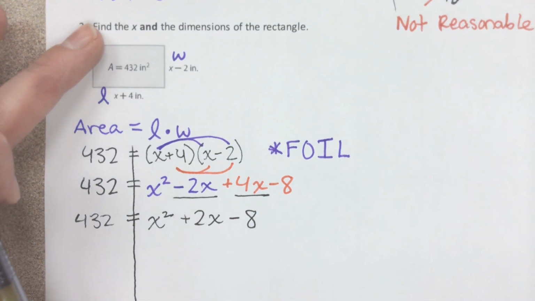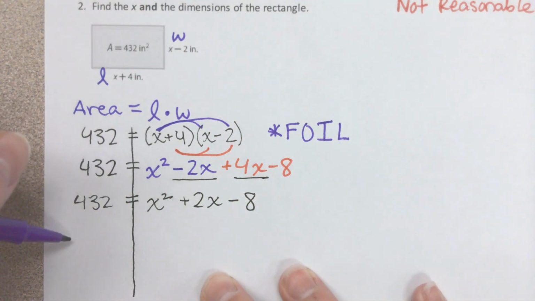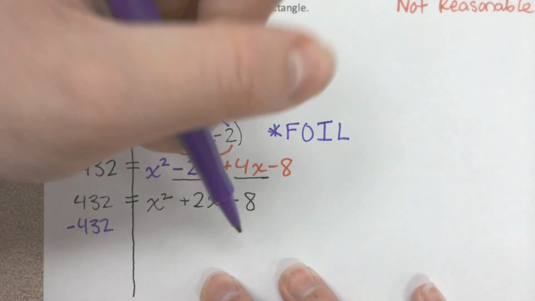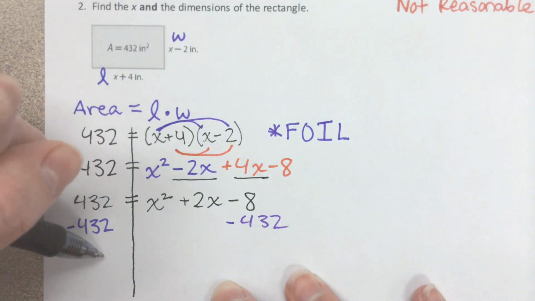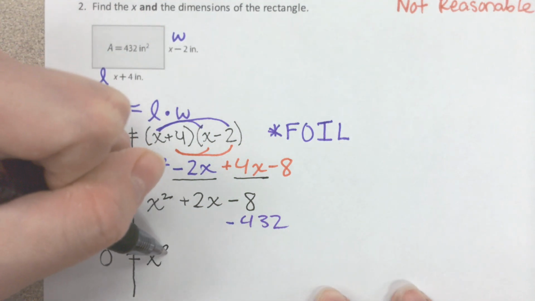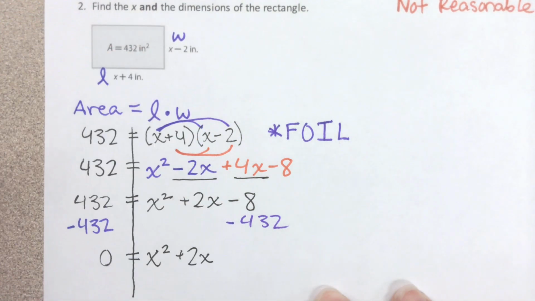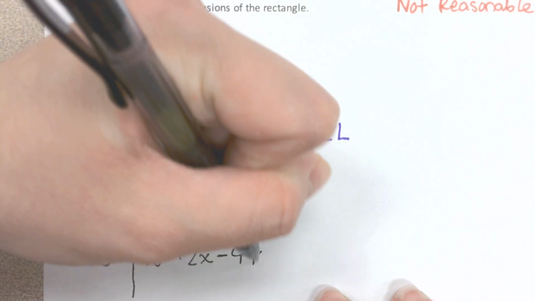Now we have a trinomial on the right side. We can move the 432 over here to join the rest of it. So subtract 432 on both sides. We now have 0 on the left side. X squared plus 2x. Negative 8 minus 432, that's negative 440.